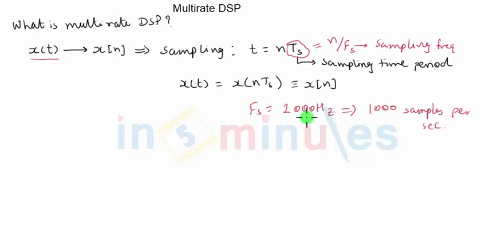I repeat, if fs is equal to 1 kilohertz or 1000 hertz, that means every 1 second I'll be reading 1000 values from x of t, and hence my ts has to be set accordingly. Ts will be 1 upon 1000, that will be 1 millisecond. So after every 1 millisecond we will read one sample from x of t. So by the time 1 second is passed, I'll be able to read 1000 samples.